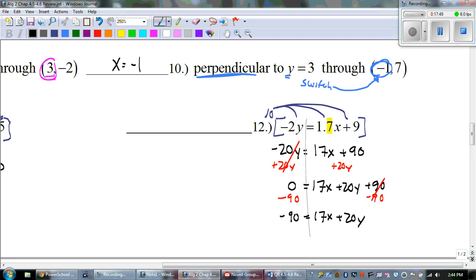There we go. x and y are on the same side. There are no decimals or fractions, and the x is positive. Now, when I write my answer, I'm going to put the x and y first. So 17x plus 20y equals -90.